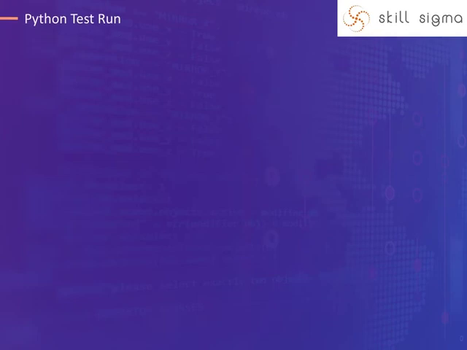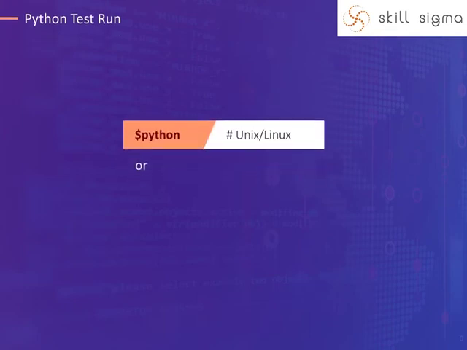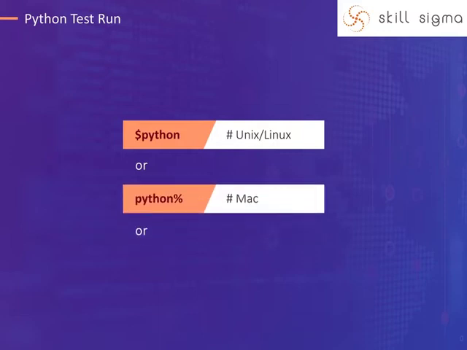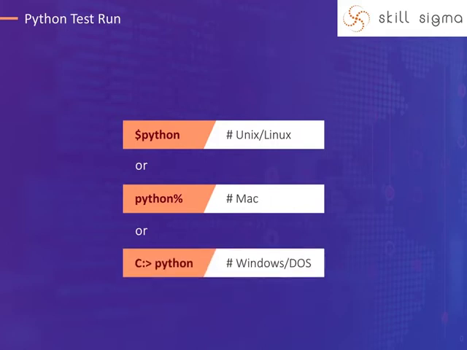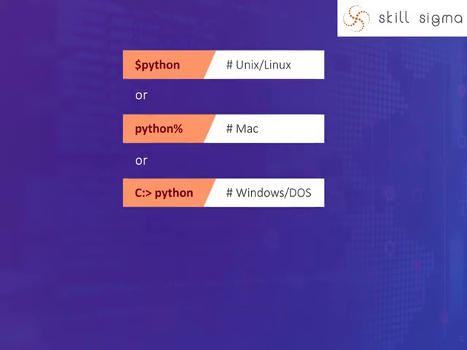If you are using Python on a Unix or Linux machine, at the $ prompt you will type python. If it is the Mac operating system, the python % prompt will be there for operation, or if you are using Windows, at a specific drive you will type the command python, which will help you to start the Python system.